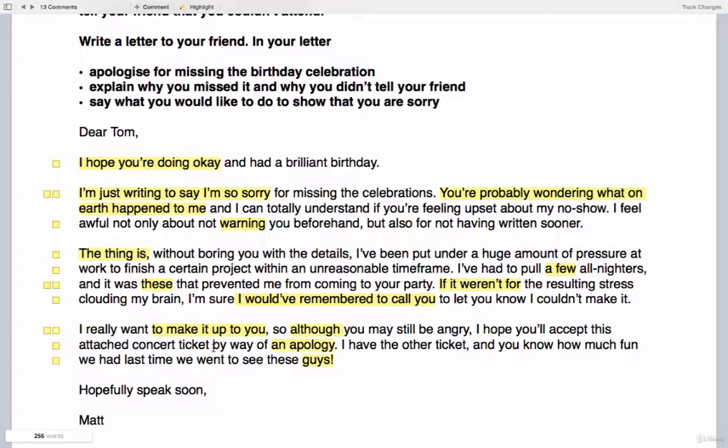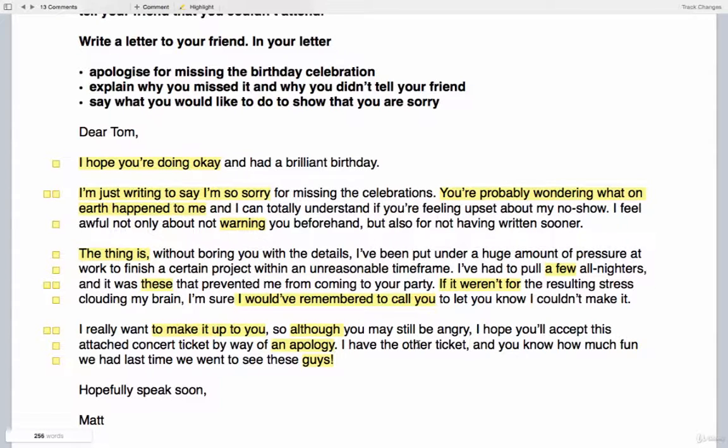So although you may still be angry. Now I've highlighted the word although because this allows us to introduce an element of a complex sentence. And complex sentences are important if you want to achieve a band 7 or above. There needs to be a range of sentence types, and they need to be accurate as well. So using accurate complex sentences in your letter you can learn about in lecture 15.